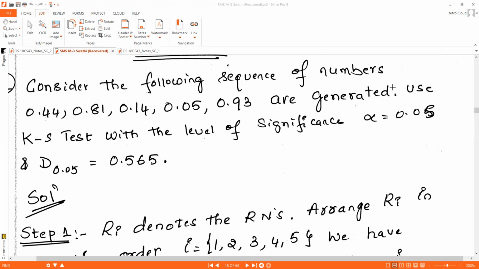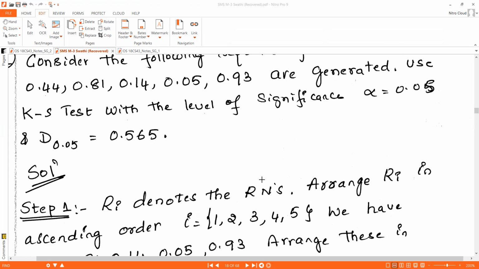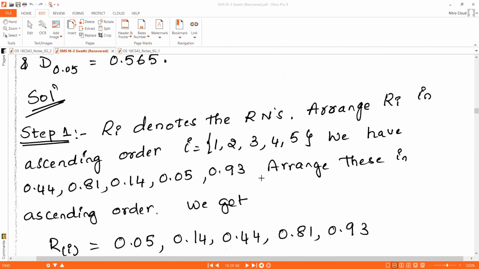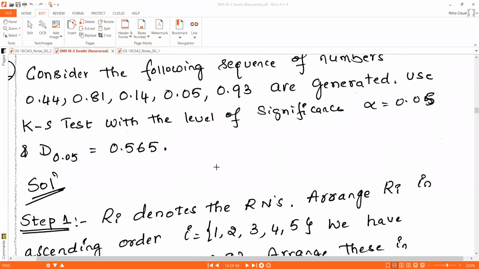They have given a set of random numbers, and they are asking us to do the KS test on those random numbers. These are the given set of random numbers. The first step in the KS test, what do we need to do? First, we need to arrange this set of random numbers in ascending order.